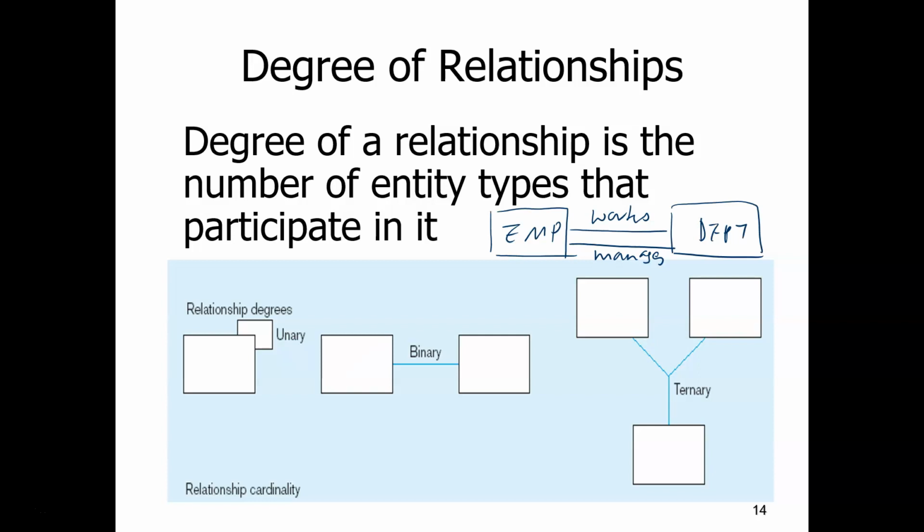One is the unary relationship, which means only one entity type participates in it. Binary relationship, two entity types participate in the relationship. And the ternary relationship, three entity types participate in the relationship. These are the notations for unary, binary, and the ternary relationships. One thing you want to remember is that a ternary relationship is different from three binary relationships. It's three entity types having relationship simultaneously.